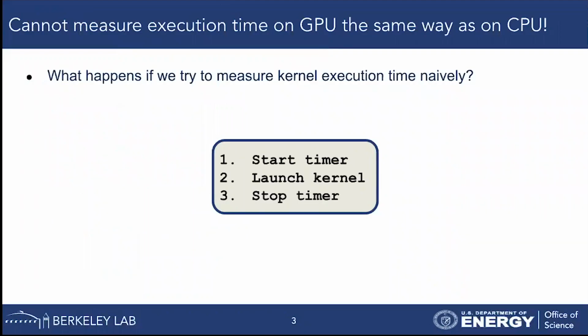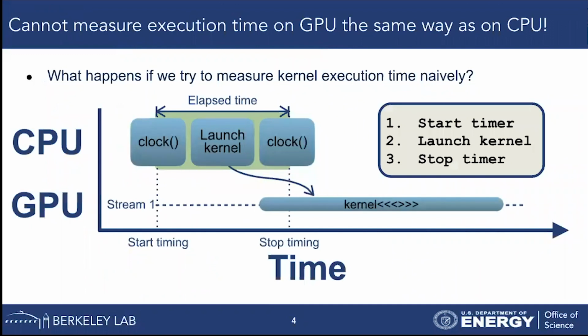So let's start with a simple example. What happens if we try and measure GPU kernel execution time in a naive way, in the same way that we would measure the code time on a CPU? Suppose we start a timer, we launch a kernel, and then we stop a timer. You can just think for a second, what do you think we're actually timing here?